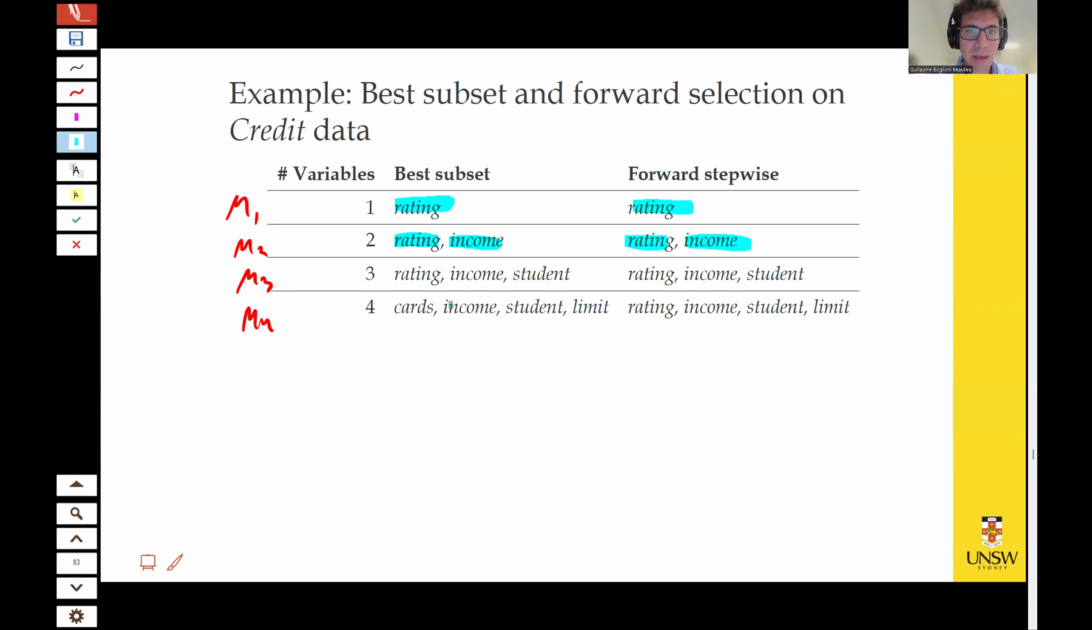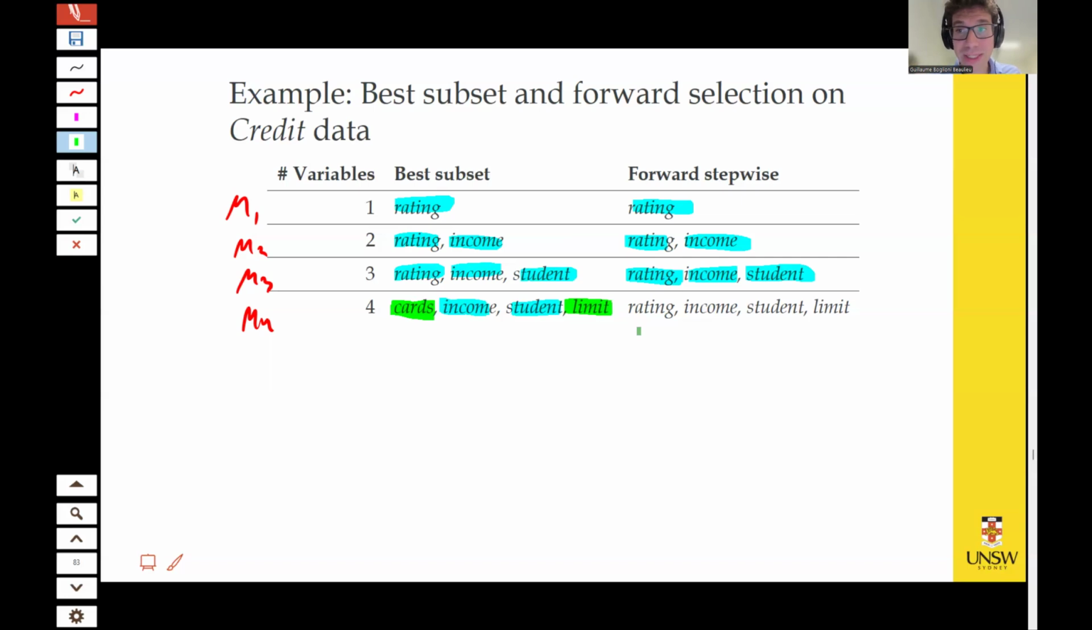Best subset for three variables would be rating, income, student. So that's great because again, you start with the same two. All you need to do is add one. And so rating, income, then you add student. Forward selection is capable to do that. But here's the catch. Now, with four variables, the absolute best model would be, well, you see rating has disappeared. So it's income, student, but now we have two new variables. So we have cards and limit.